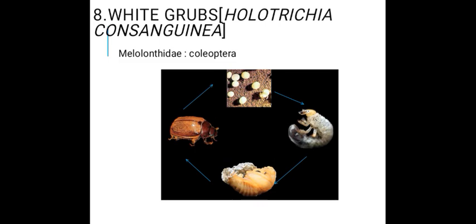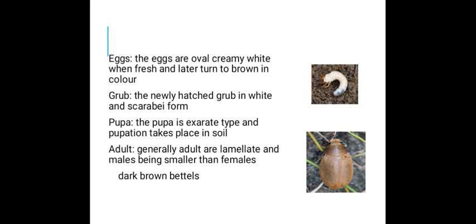Shoot borer control is effective in termite damage also. White grubs. The eggs are oval, creamy white when fresh and later turn brown in color. Grub: the newly hatched grub is white and scarabaeiform. The pupa is exarate type and pupation takes place in soil. Adults are lamellicorn, with males being smaller than females.